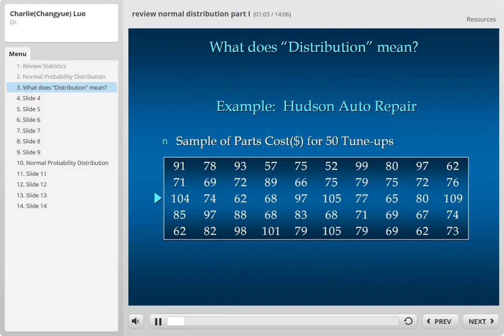First of all, you might have the question, what is distribution? What does it mean anyways? Let's look at an example. In the early chapters, we see a Hudson auto repair, and here is the sample of parts cost for 50 tune-ups. So we have different numbers here. Okay, we have a lot of numbers here.